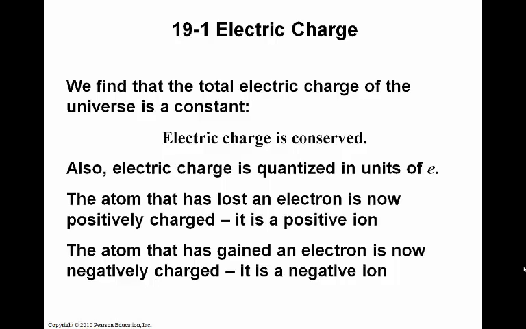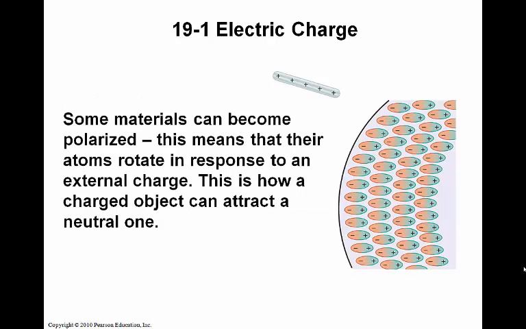In chemistry, you've learned about positive and negative ions. Remember that an atom that has lost an electron is called positively charged, or a positive ion. Atoms that have gained electrons are negatively charged, or negative ions.